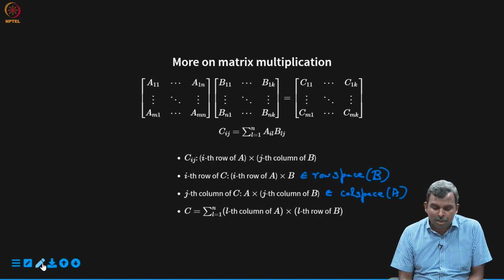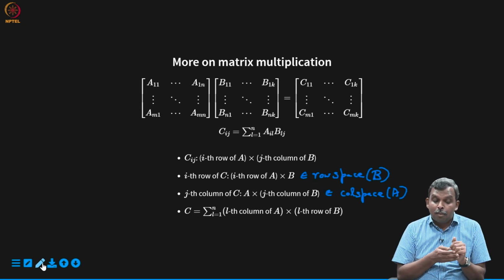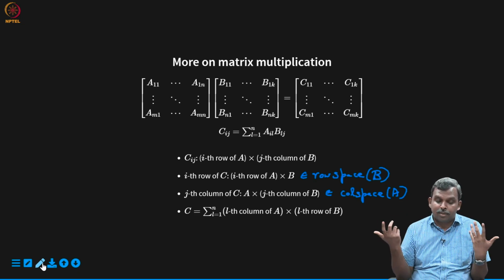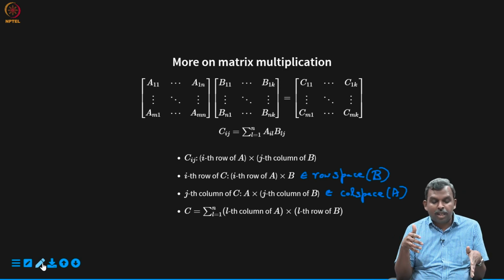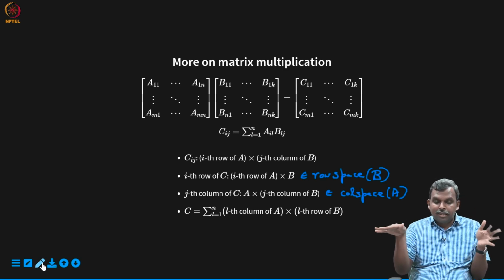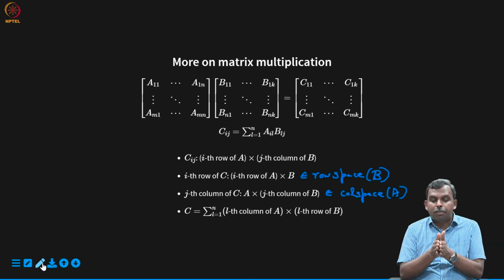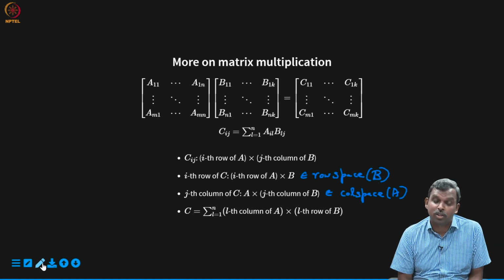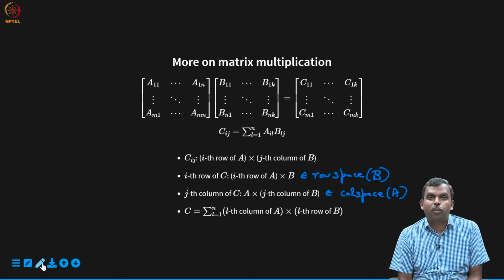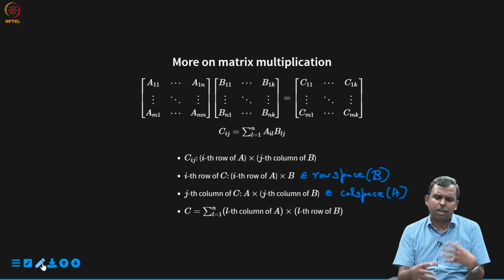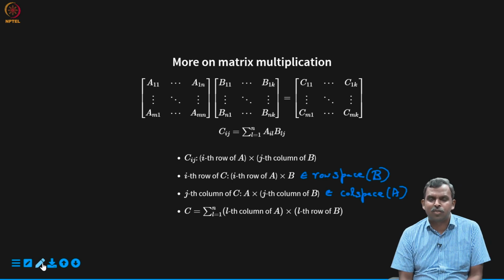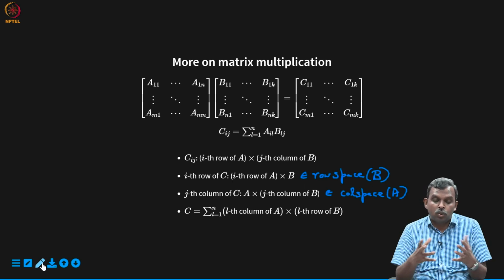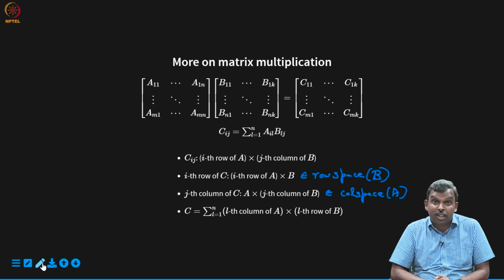And the last one maybe you have not seen before. This is a way to write the product as a sum of a bunch of outer products. Okay, so you take the lth column of A and the lth row of B, simply do outer products, and add them all up, and you will get the product C. Okay, so this is also a result which is true for matrix multiplication. So you can view matrix multiplication in so many different ways and derive some very nice results from that as well. Okay, so this concludes our discussion of the algebra of linear maps.